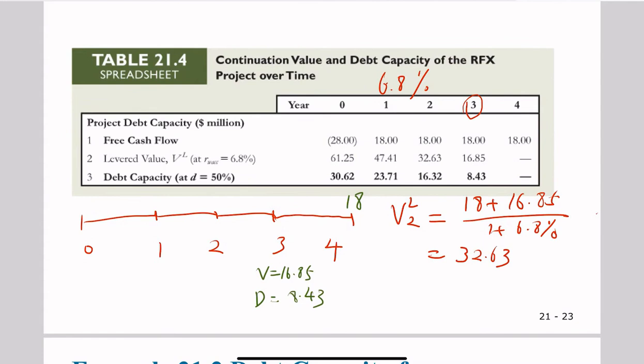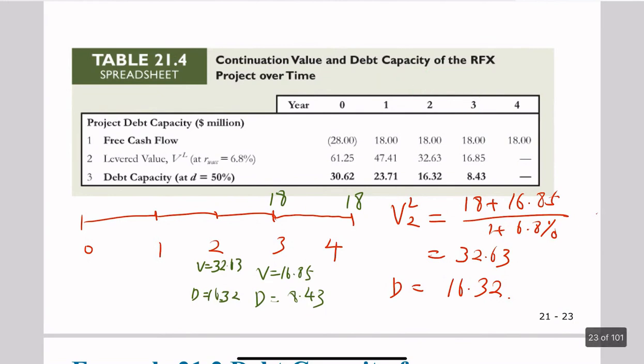This would give you a number of 32.63, right? And then debt is really just half of this value, so it's 16.32. So this means V here is given by 32.3, and D here is half of that, right? Essentially the process is you will discount the fourth year cash flow, and this will give you the third year value, and 50% of that will give you the debt capacity.